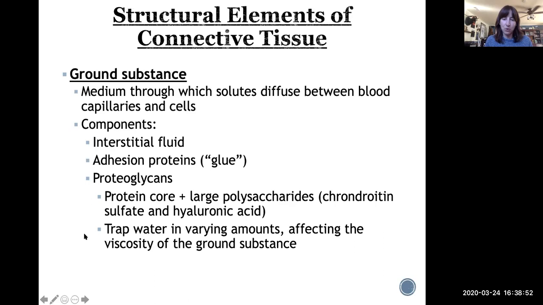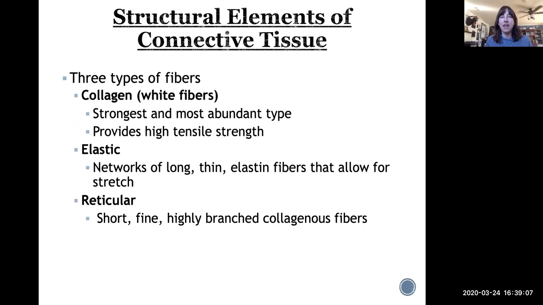Are we okay with elements of connective tissue so far? Yes. Characteristics of connective tissue. Okay. The fibers floating around in the extracellular matrix. So again, the extracellular matrix includes the ground substance, which is the fluid and those adhesion proteins and the proteoglycans.